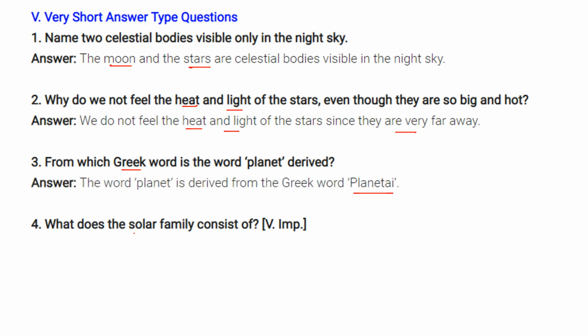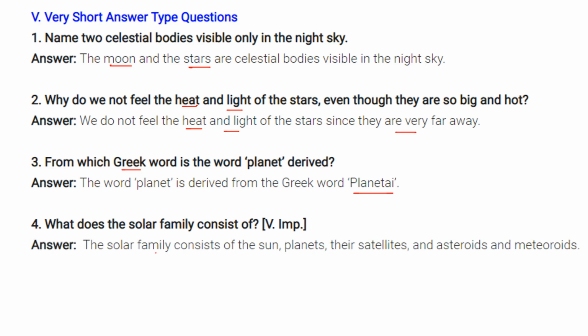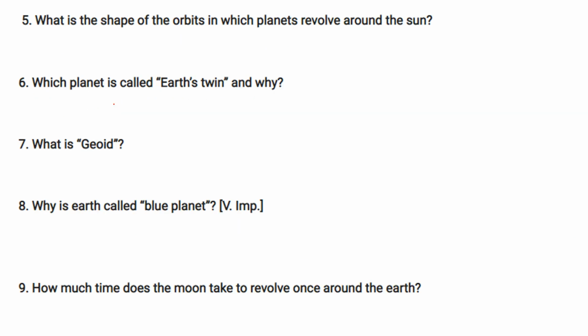What does the solar family consist of? The solar family consists of the sun, the planets, their satellites, the asteroids, and the meteoroids. The whole is known as the solar family. What is the shape of orbits in which planets revolve around the sun? You can say nearly elliptical, or you can say elongated.